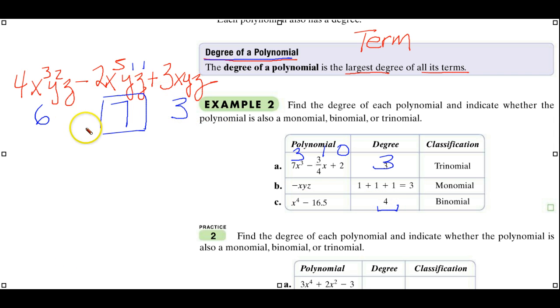And before we leave this page, what is the error students often make when they're asked to find the degree of a polynomial? They'll add all of these up and get 16. And that's wrong. Remember, it's the degree of the largest of the terms within a polynomial. So write the degree of the individual terms and then pick out the largest. That's the degree of the polynomial.